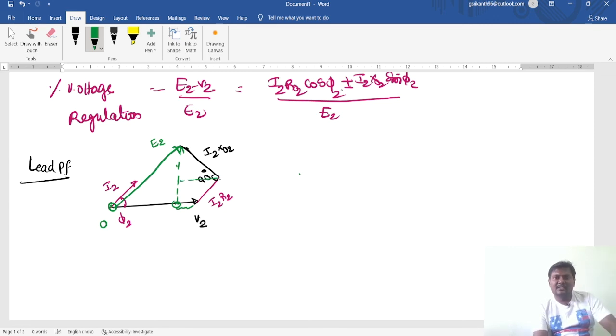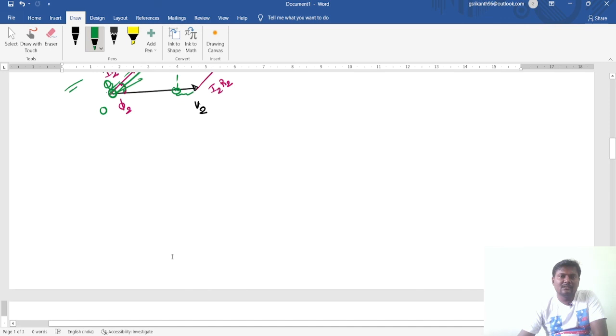From this we are getting the formula I2 R02 cos phi 2 minus I2 X02 sin phi 2 divided by E2. That is for leading power factor. Okay. So with respect to V2, I2 leads at an angle of phi 2. The E2 should be like this. Okay. This is the voltage regulation of a single phase transformer.